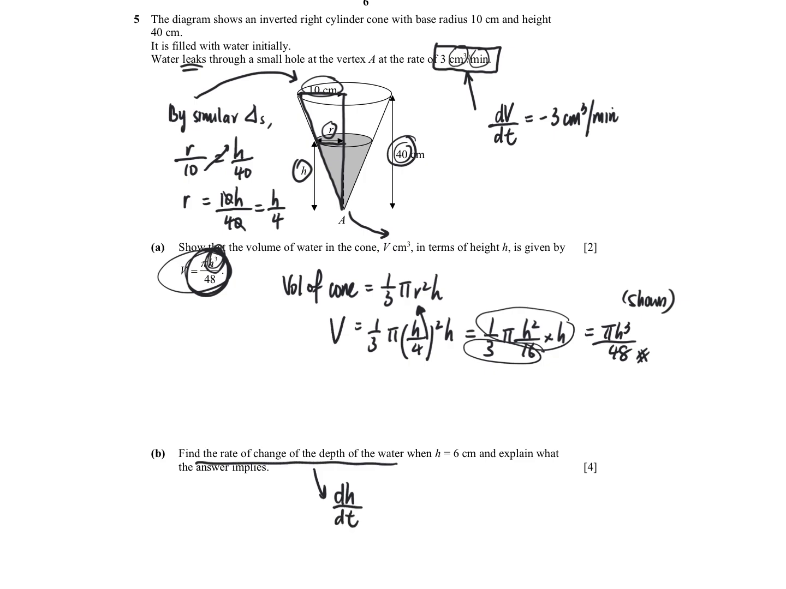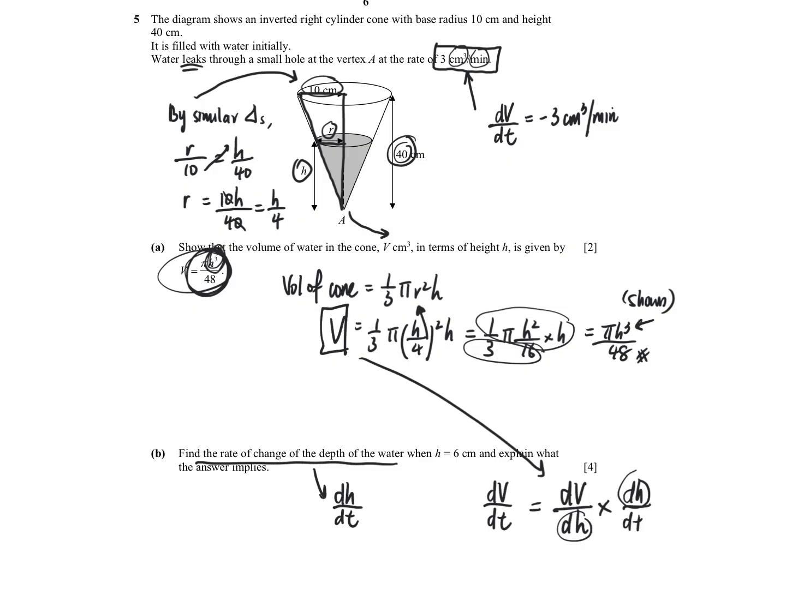So the rate of change of the depth of the water, the depth is h. They want you to find dh/dt. You can get dV/dh from here. Differentiate V with respect to h. So dV/dh, if you multiply by dh/dt, it gives you dV/dt.